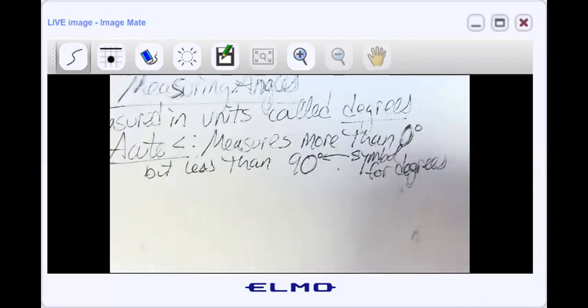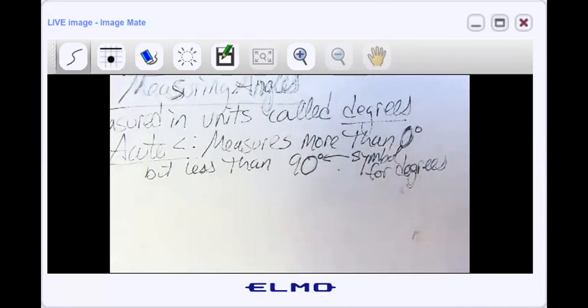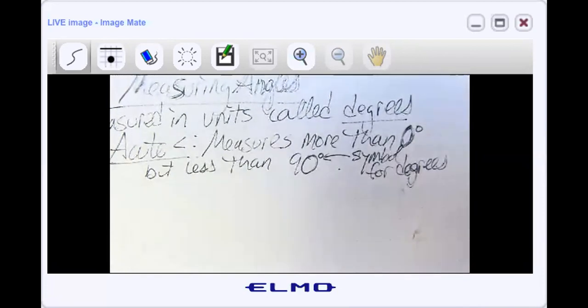Trying to get this brand new pen to sort of come alive here. There we go. Oh yeah, there we go. Oh, now we're talking. All right.